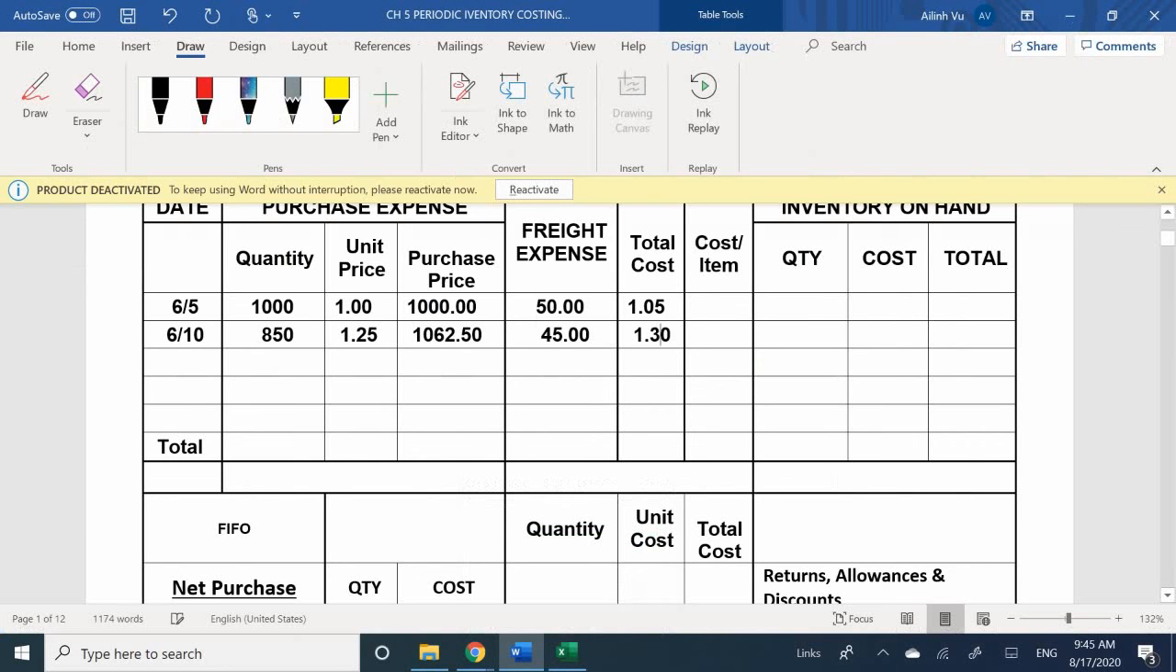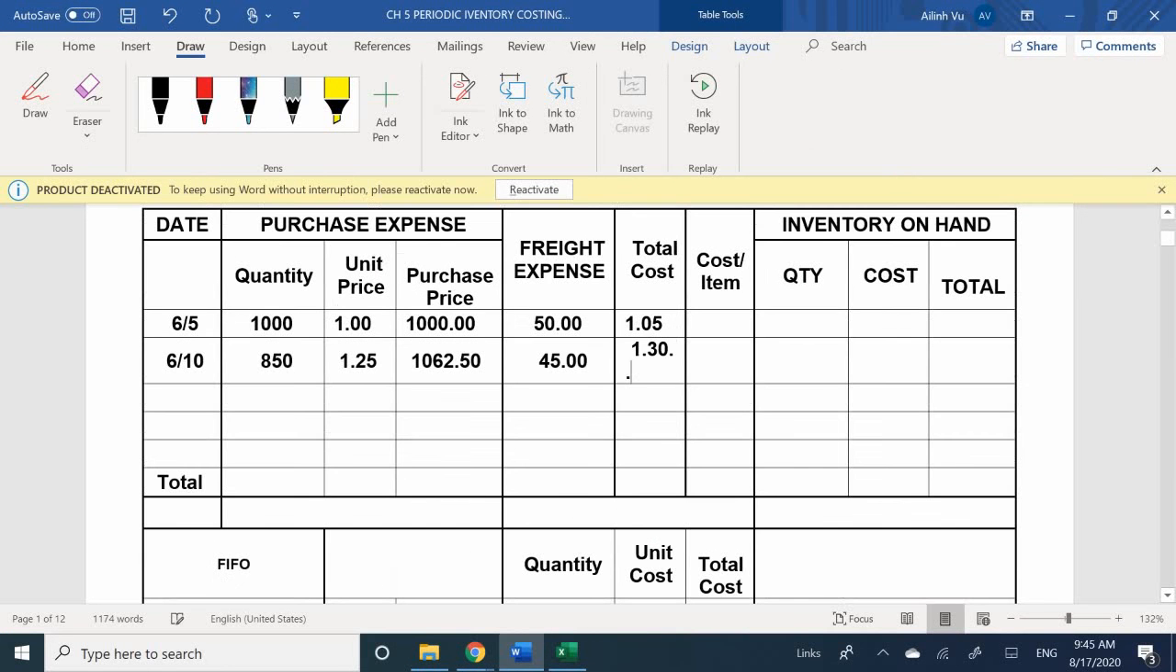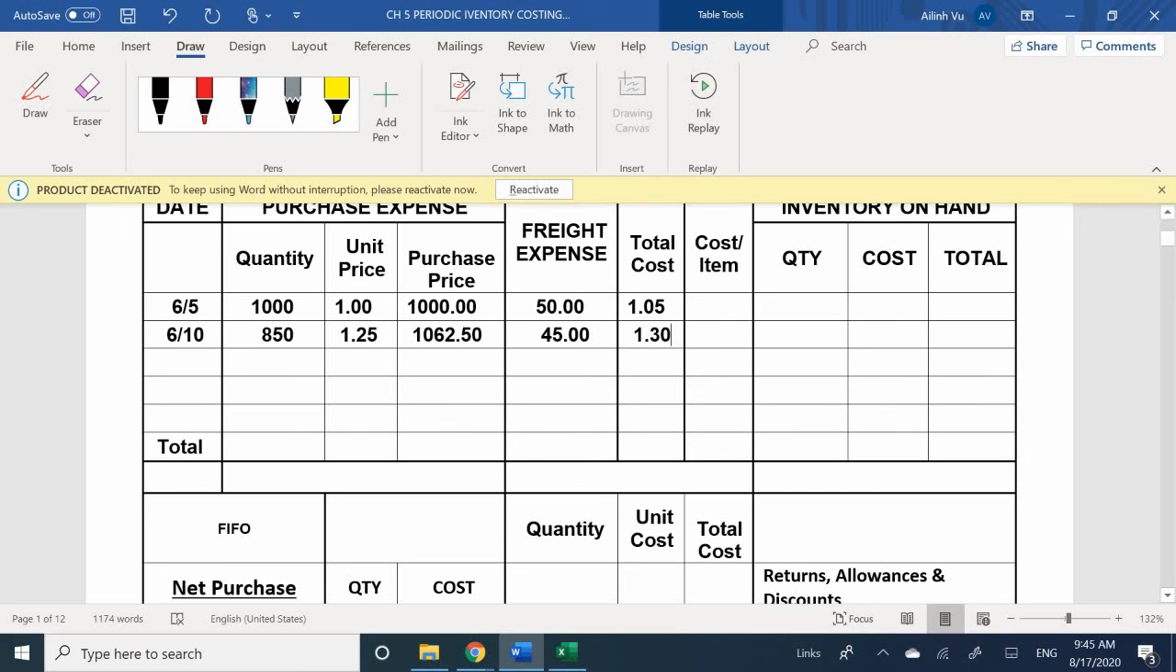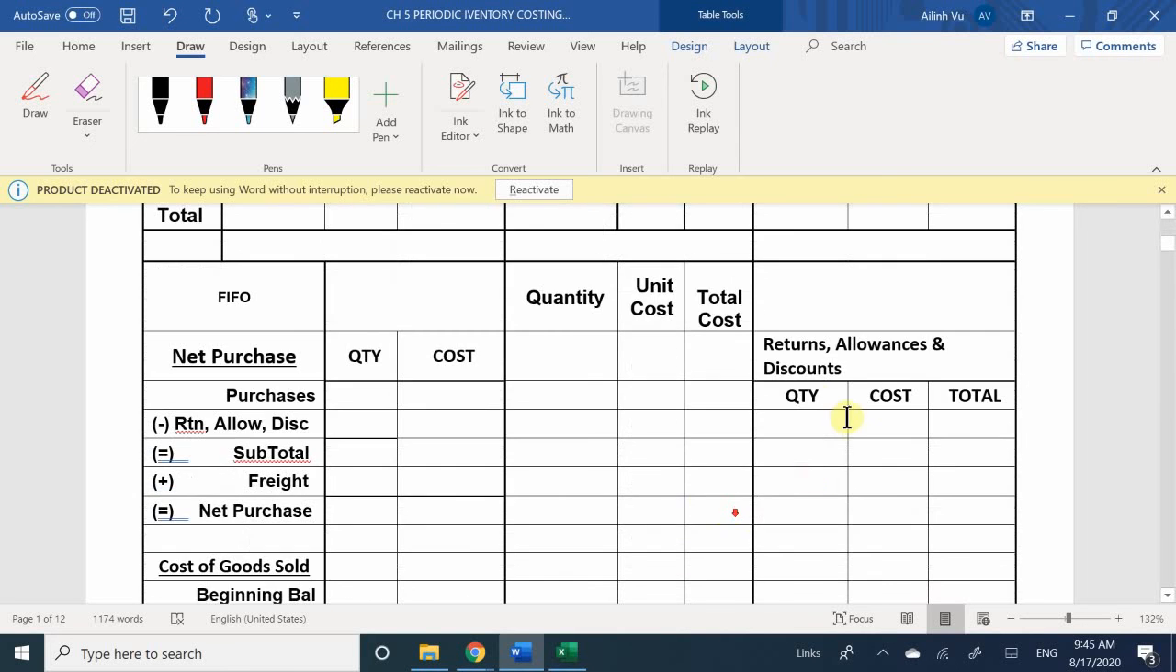130, and so on. Okay, I'm just going to leave it at that. Our returns and allowances, we had 200 items at $1, which got us a grand total of a $200 refund.